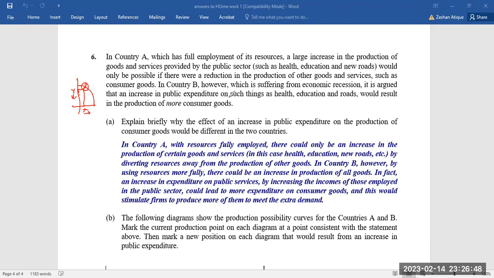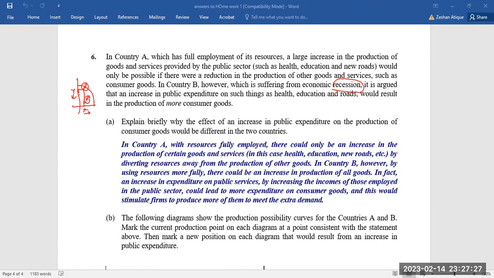In country B, however, which is suffering from economic recession, by recession we mean you are producing less than your potential and your output is falling. It would mean you are not producing exactly on the production possibility frontier, but somewhere inside it. So you can produce more, but in a recession you generally produce less because of the slowdown in economic activity. It is argued that an increase in public expenditure on things such as health, education, and roads would result in the production of more consumer goods.